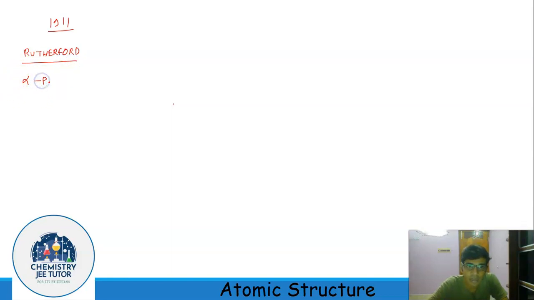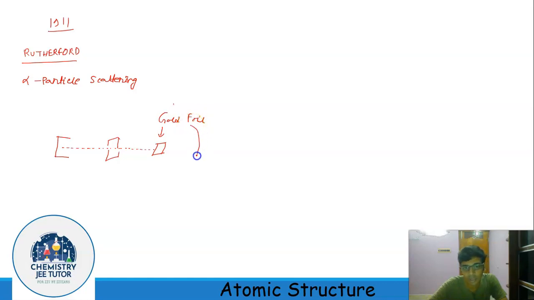After a few years, in 1911, British physicist Rutherford was doing one experiment on alpha particle scattering. What was that alpha particle scattering experiment and how it is related to atomic structure, we will see. The stream of alpha particles comes from a radioactive source, and then it is passed through a lead plate and then hits a very thin gold foil. A circular fluorescent screen coated with zinc sulfide was placed around this gold foil to detect the deflection of the alpha particles.